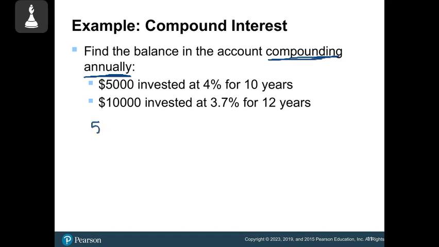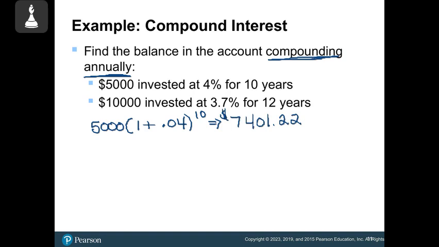So this first one, we're going to take 5,000 times 1 plus your rate, 4% is 0.04. You can always divide it by 100. We're going to raise that to the 10th power. I can go to a scientific calculator and I should get $7,401.22. I will show you that in just a second here.